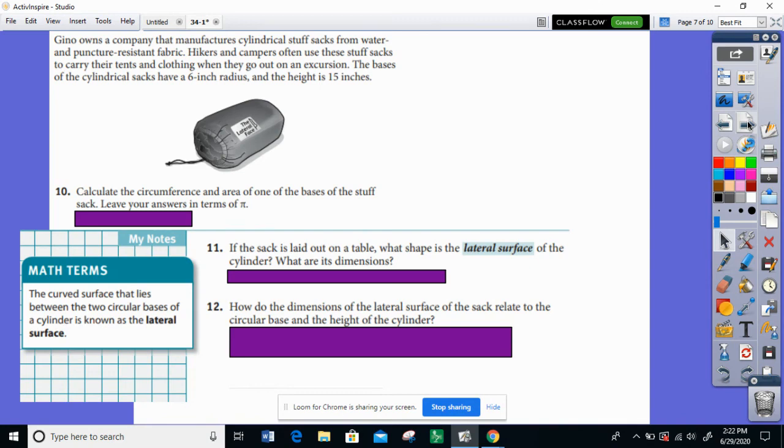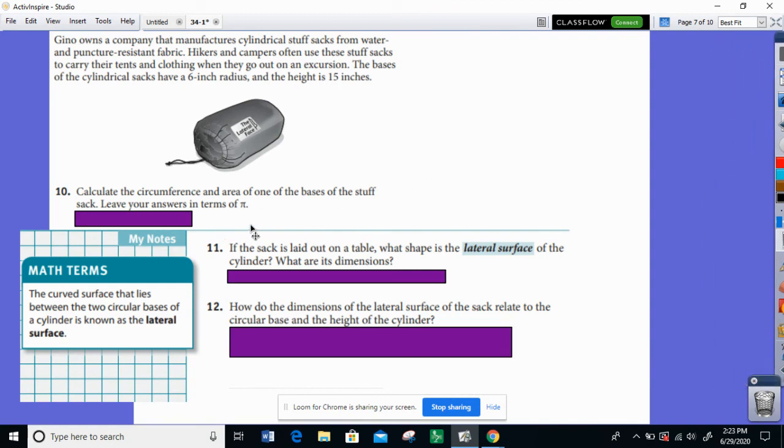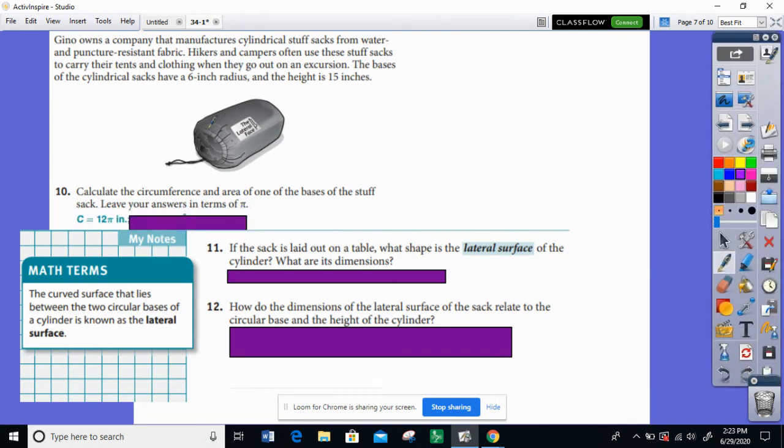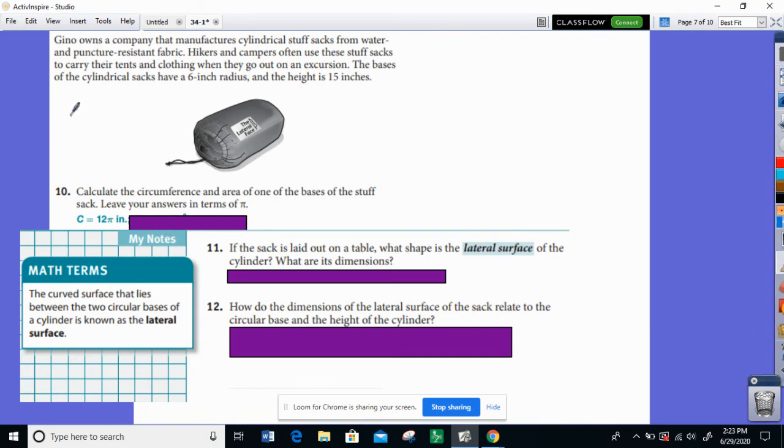So it says calculate the circumference and area of one of the bases of the stuff sack. Leave your answers in terms of pi. Well, we know that the circumference formula for a circle is 2 pi r. So the circumference is 2 times pi times the radius, that would be 2 times pi times 6 inches. That's how we get 12 pi inches.